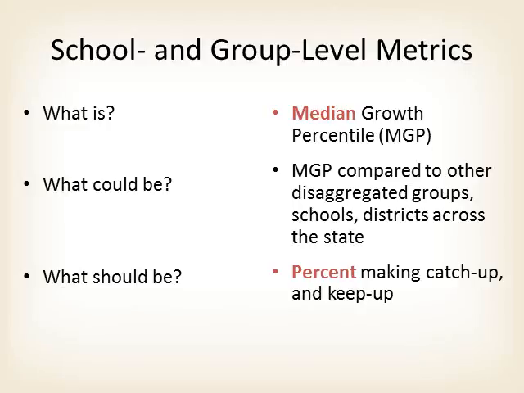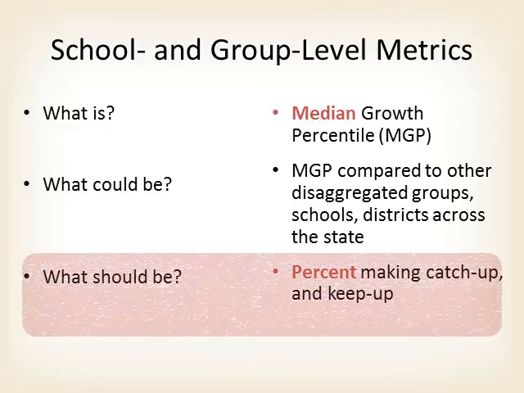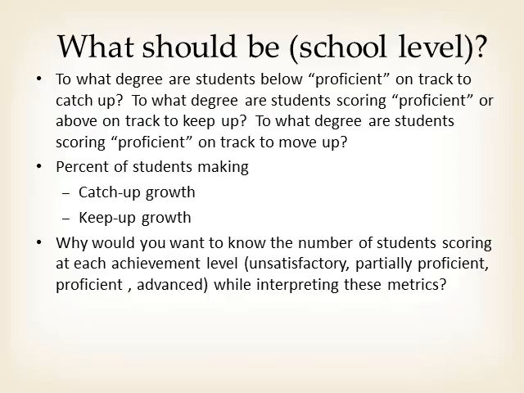The growth model also helps us answer what should be at the school and group level. Two key metrics help to address what should be: the percent of students making catch-up growth and the percent of students making keep-up growth. We can also ask what should be at the group level, where a group of students could be a district, a school, a grade level within a school, or a disaggregated group, like students qualifying for free and reduced lunch.